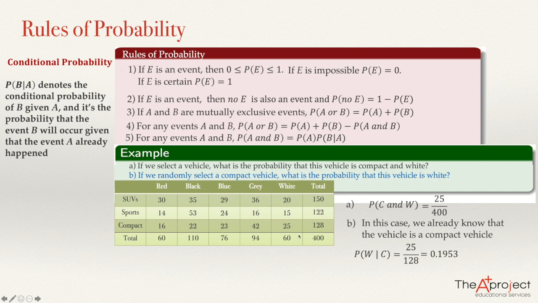For example, in this case, if I'm going to select one vehicle from these 400, what is the probability that this vehicle is white and compact? There are 25 over 400. So the formula is not necessary. There will be cases when the formula is necessary. So I'm just going to show you now that the formula works, obviously.